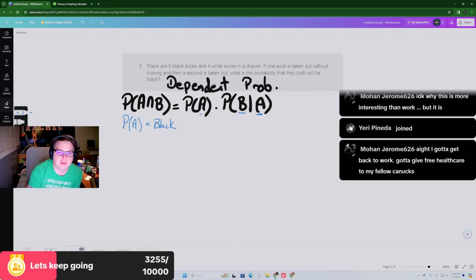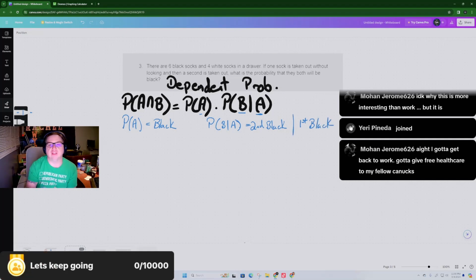That's the real question. Probability of B given A. So for this one, we want the probability of a second black sock, knowing that the first was black. So it's given that the first is black. All right.